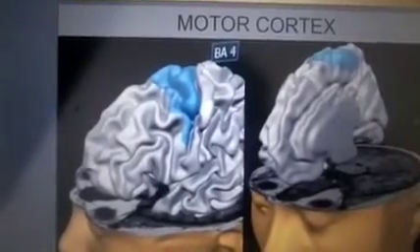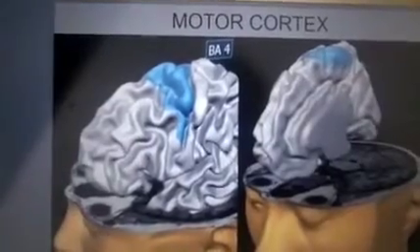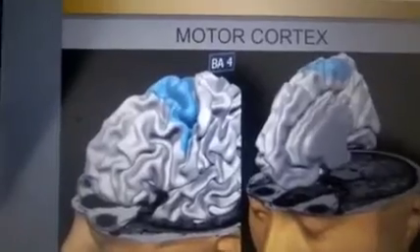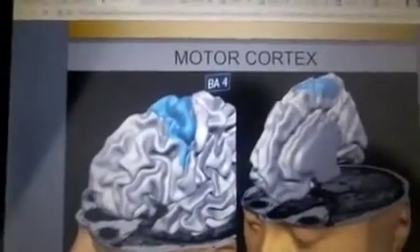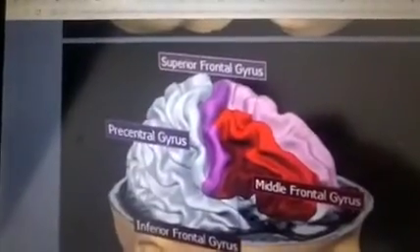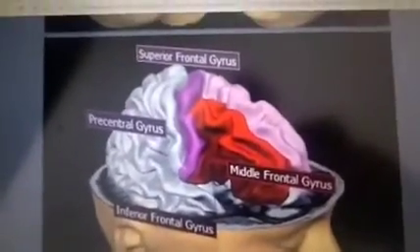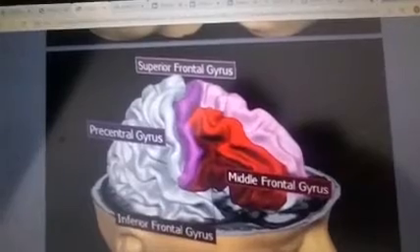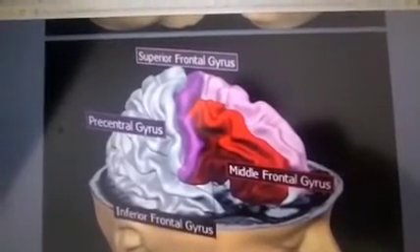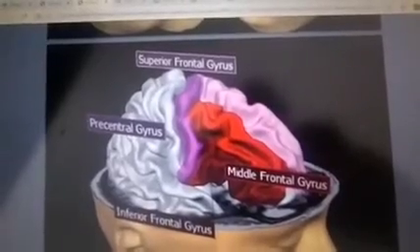If you see the basic brain anatomy, there is a motor area. That is the bluish part in the cerebral cortex, and that is area number 4. Then we have four different kinds of gyrus: superior frontal gyrus, precentral gyrus, middle frontal gyrus, and inferior frontal gyrus.